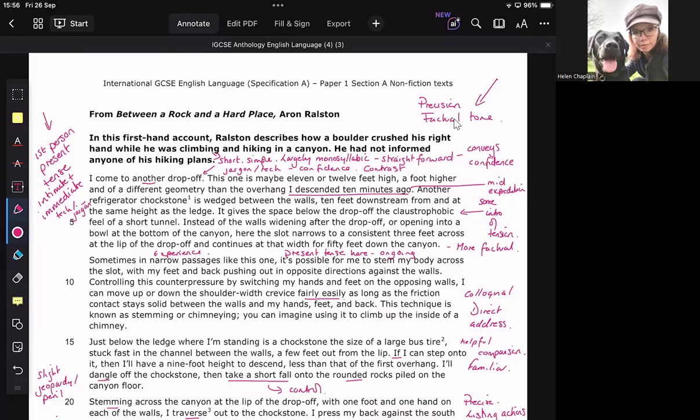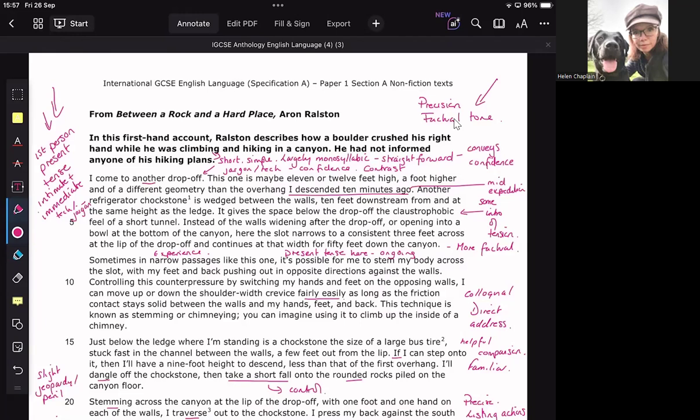We've got first person present tense. That's giving that feeling of intimacy. So if something's intimate, it's close. So there's the closeness and immediacy, that immediate tone coming from the present tense. It's almost like he's reliving this as he's narrating it.